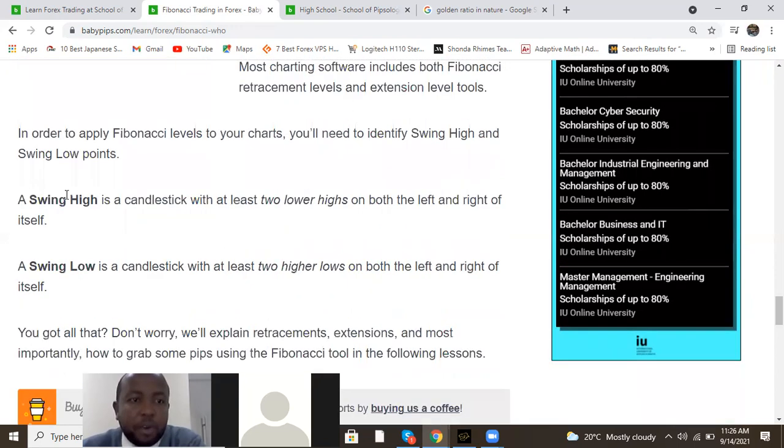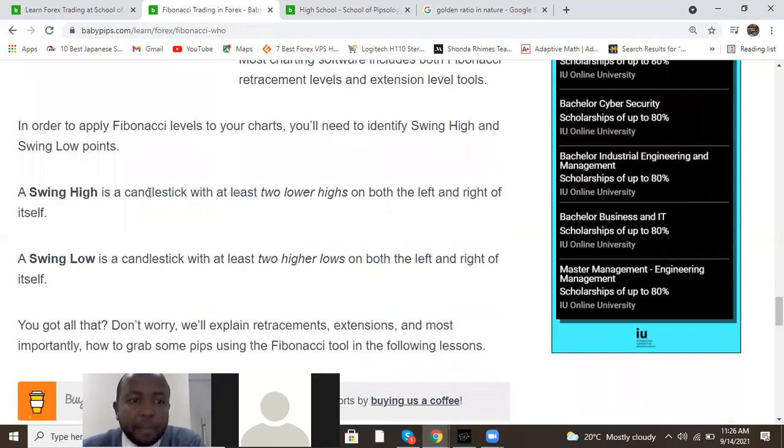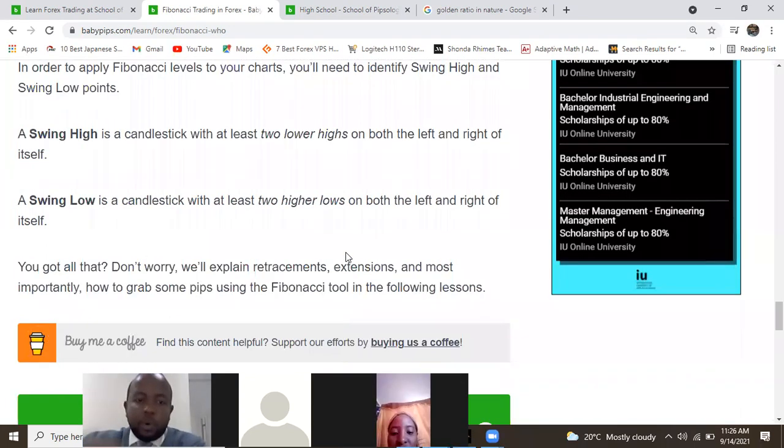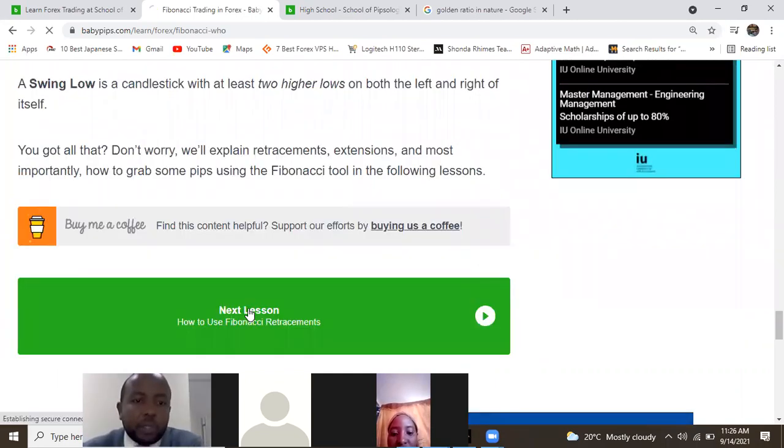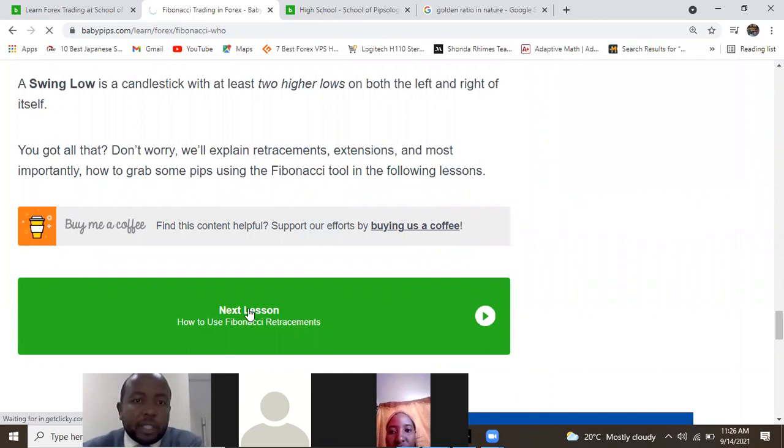First of all, you have to identify a swing high and a swing low. A swing high is a candlestick with at least two lower highs on both the left and right. A swing low is a candlestick with two higher lows on both sides. So that's what we are looking at. How do you use the retracements? Let's look at how we use the retracement.